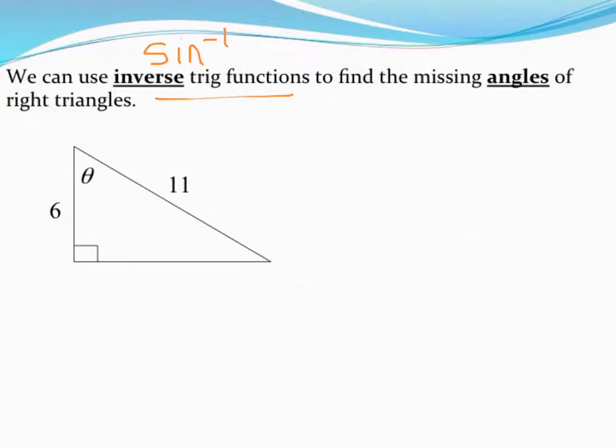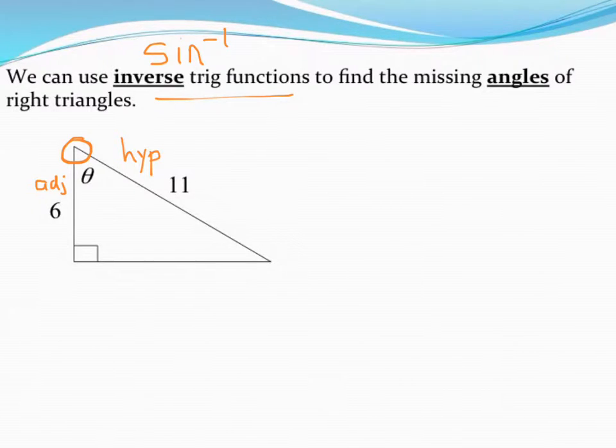Let's take a look at the angle that we want to find, so this angle. I want to identify the sides as opposite, adjacent, or hypotenuse, same as before. So the 11 is the hypotenuse, the 6 is the adjacent side. I don't know the opposite side, but that's okay, I don't need it. If I wanted to find it, I could do the Pythagorean theorem, but that's not necessary.